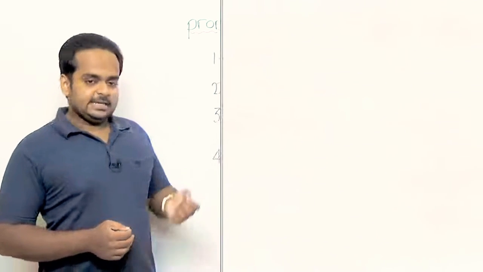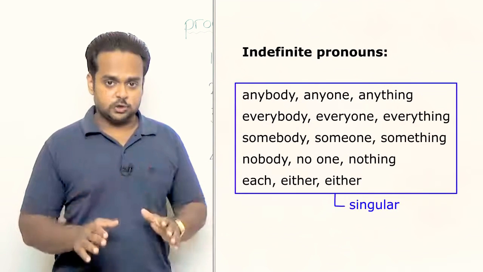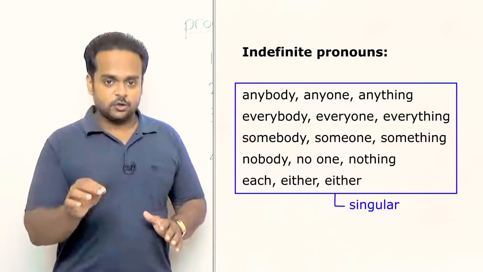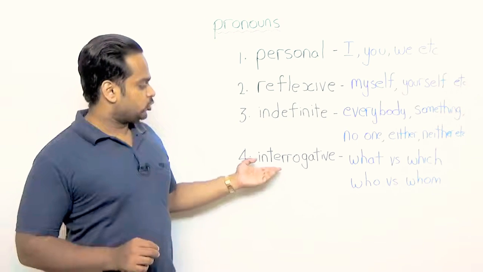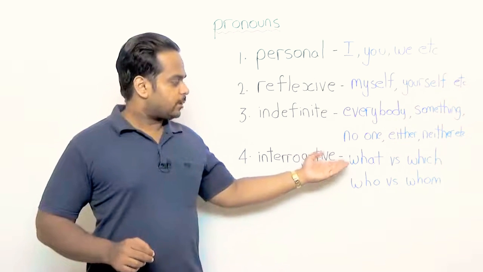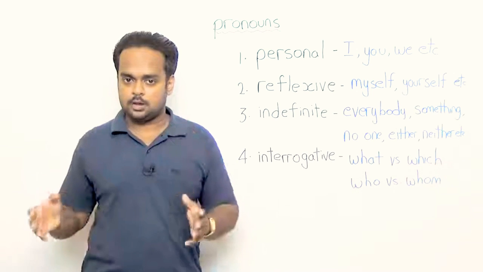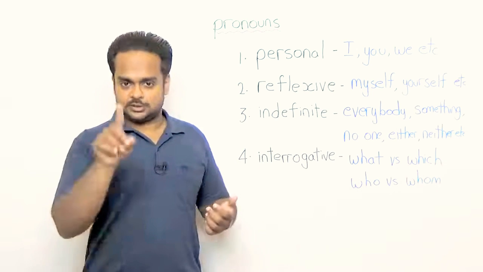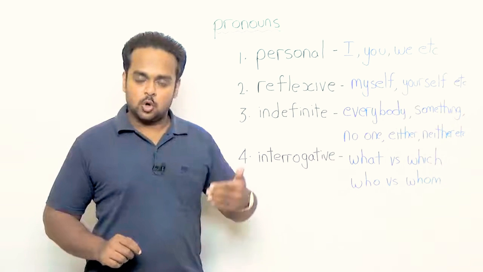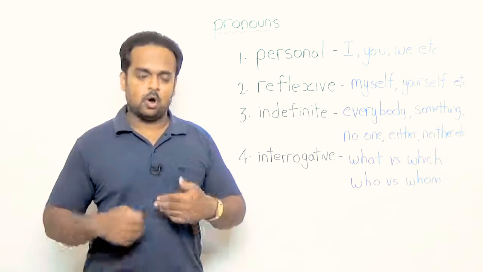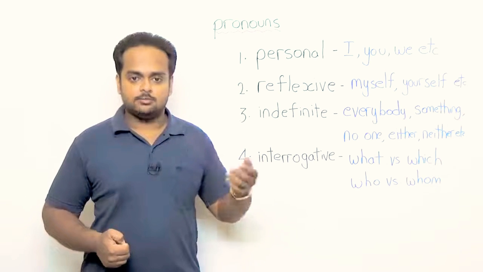Then we spoke about indefinite pronouns. All the pronouns that you see on the screen are singular, so you have to use singular verbs in the present tense. And finally, we turn to interrogative pronouns. We spoke about the difference between what and which. What is general or broad, but which is more specific. It's kind of like pointing. And then we looked at who and whom. Who is a subject pronoun if you want to ask about the subject of a sentence, and whom is an object pronoun.